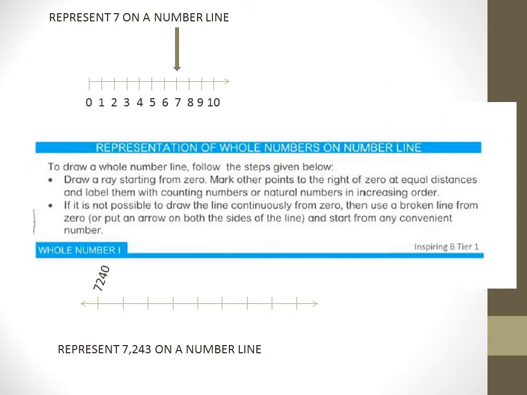For this, I have started from 7240. Then the next mark will be 7241 and after that 7242 and so on. One by one I marked all the numbers. Now after marking the numbers, what I will do, I'll put an arrow on the intended number and this is how you represent a bigger number on a number line.